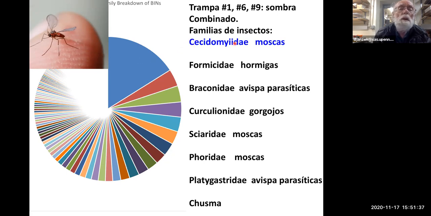And this is what the flies look like. They look kind of like, that's on my fingertip. They look like mosquitoes, but they don't feed as adults. They just mate and lay their eggs. So how do you get literally thousands of species of these little flies in one place?